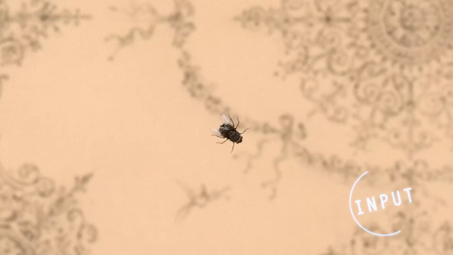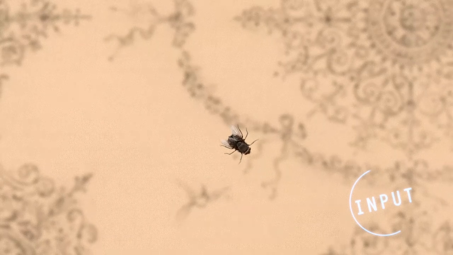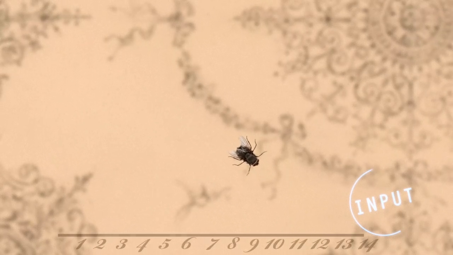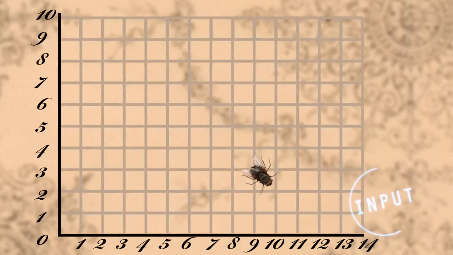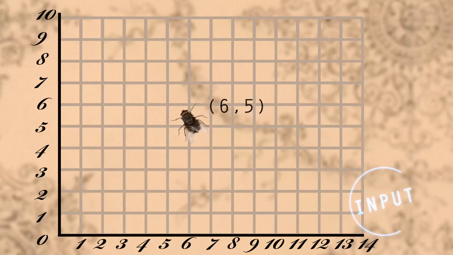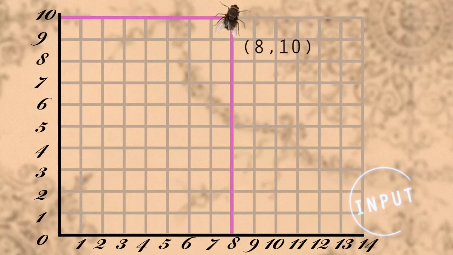If I put numbered lines all the way along the ceiling horizontally and vertically, I can make a grid. The points where the lines cross is referenced by the number of the lines. To keep things simple, I will always give you the horizontal number first. Regardez, the fly is on the point 6-5. Et maintenant, on the point 8-10.